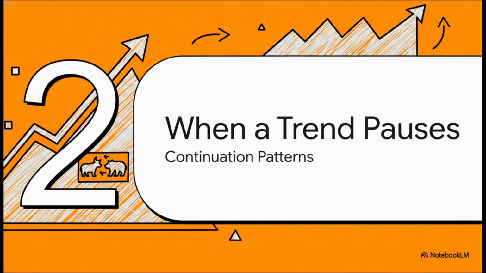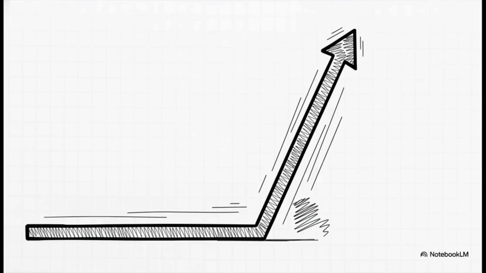All right, let's dive into that first plot type, continuation patterns. This is what you see when a really strong trend just needs to pause for a second, catch its breath before it makes its next big move. So, picture this. A stock just takes off like a rocket. A really powerful, almost straight-up surge in price. Because of how it looks on the chart, traders have a simple name for this initial move. They call it the flagpole.